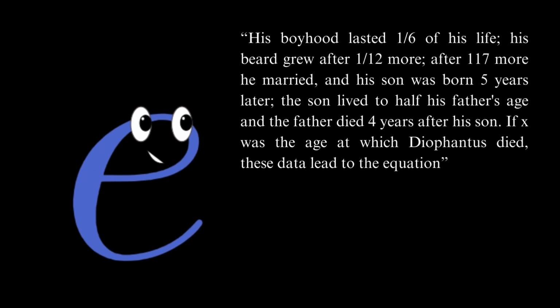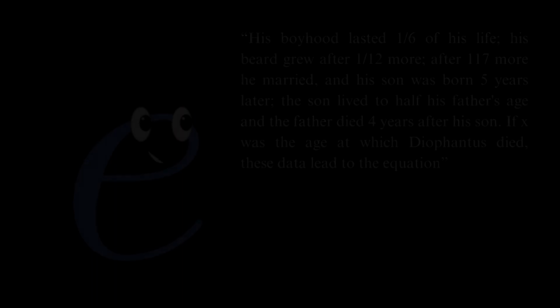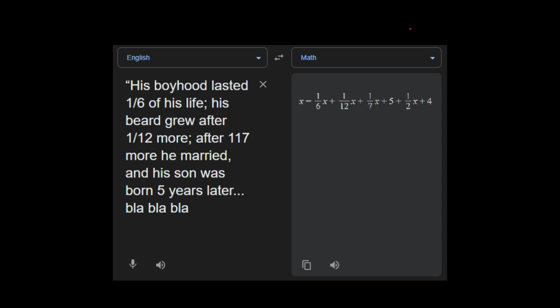This information comes from a famous epigram problem which states, "His boyhood lasted a sixth of his life, his beard grew after 1/12 more, and after 1/7 more he married, and his son was born 5 years later. The son lived to half his father's age, and the father died 4 years after his son." And that, well, guess what, translates into a nice Diophantine equation, with solution 84, so our boy must have lived about 84 years or so.